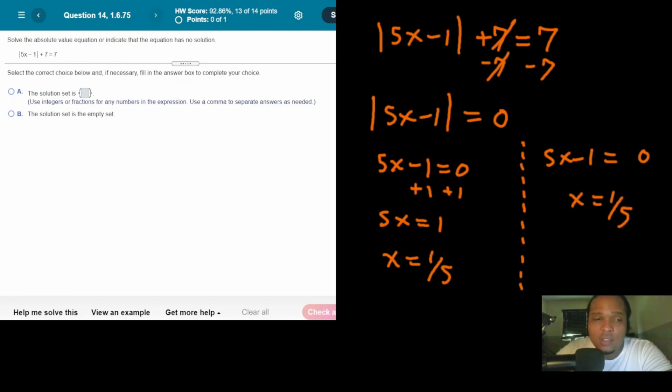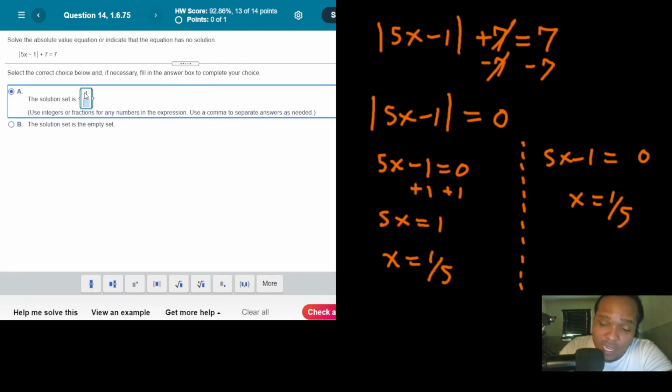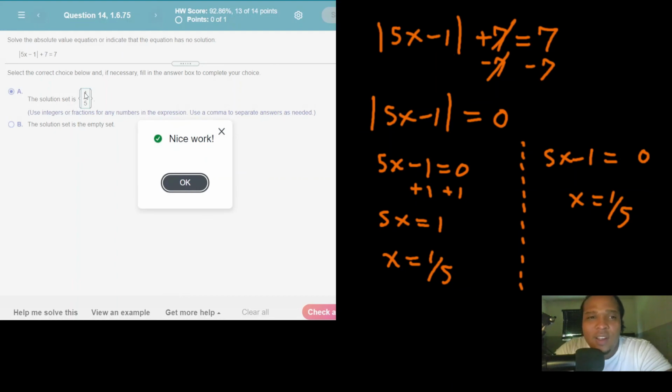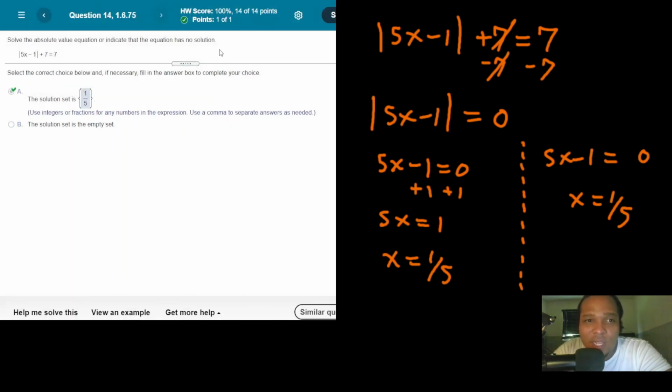So in this case, the answers are the same. So, listen, only put it one time, okay? You don't want to put the same solution twice. All right, and that is it. Did we get our 100? Yes, we got our 100. That is it for 1.6.